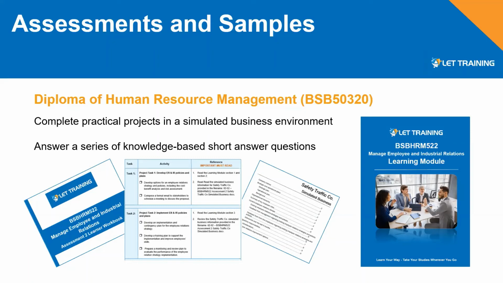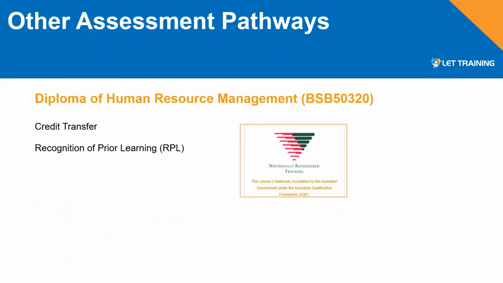Fantastic. And we'll just move on now to the next section, which regards other assessment pathways. Now, this is a question, especially for people at diploma level, we do get asked quite a bit, and it's regarding credit transfers and recognition of prior learning. So, Ray, let's go through them one by one here. So what is specifically a credit transfer, and what sort of evidence would we need to obtain for one of those?